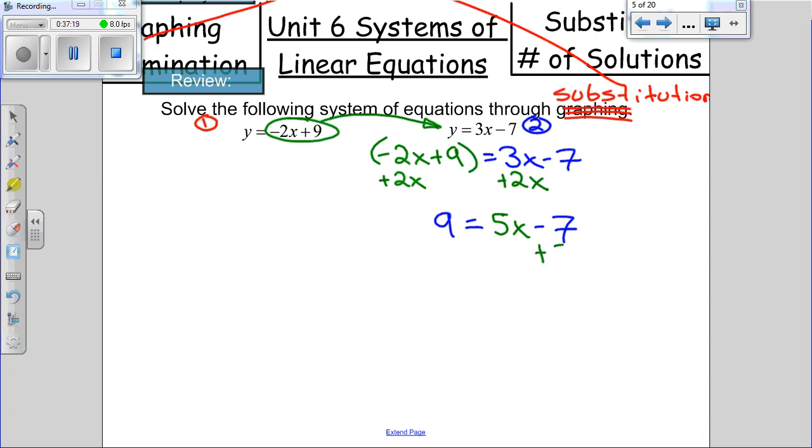Then I need to get rid of the 5. How can I get rid of that 5? Divide both sides by 5. That gives me, if you put in your calculator, it's 3.2, terminating decimal, so I'll do it. It gives me 3.2 equals x. You could leave it as 16 over 5 if you prefer fractions.